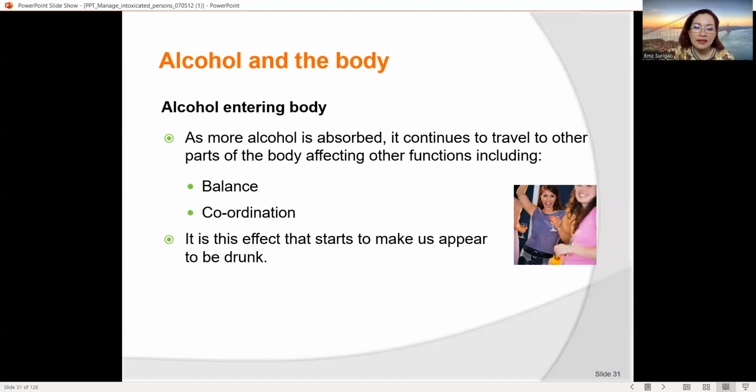It is this effect that starts to make us appear to be drunk. Sometimes, guys, you will not feel the dizziness of being drunk if you're sitting down. But if you stand up, that's when you feel it and you can know that you are drunk.